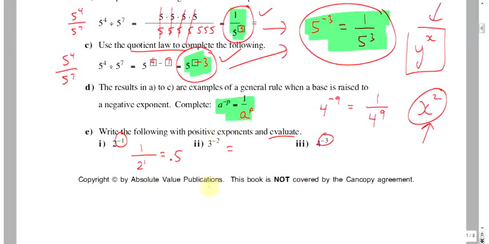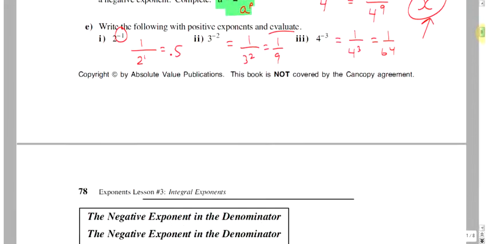Does anyone know 3 to the minus 2 power? You don't. But you do know 1 over 3 squared is 1/9. Okay? So first thing you want to do, get rid of the negative exponent. Anyone know 4 to the minus 3 power? But I bet you lots of you know 4 to the 3rd power. This is 1/64. Okay? Negative exponents.